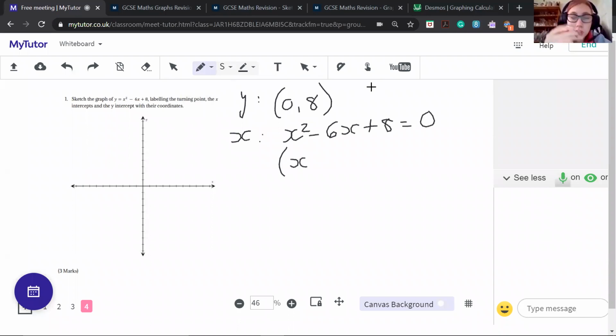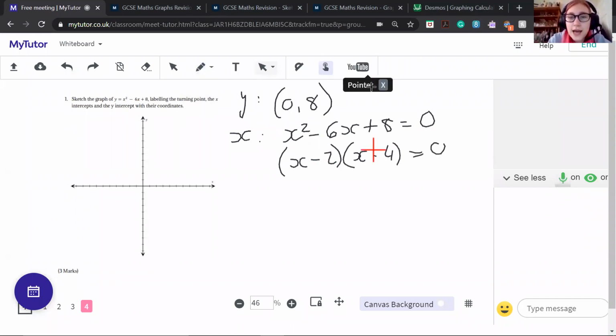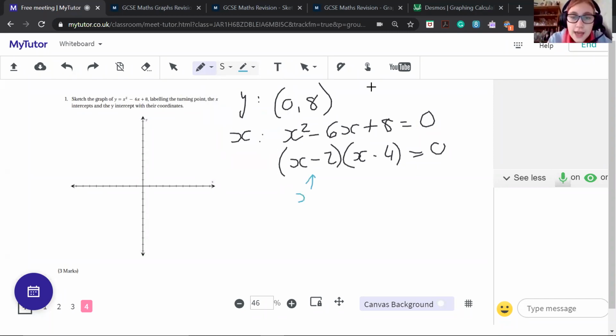I'm going to just do the factorization quickly, because that's not what this session is about. The reason is that these two numbers add up to make 6, minus 2 and minus 4, and they multiply to make 8. But I did do a video on that. I think maybe the first one that I did, so check out that. And then again, because these two things multiply to make 0, one of them has to equal 0. So it's either x equals 2 or x equals 4. So therefore the x-intercepts are 2, 0 and 4, 0.